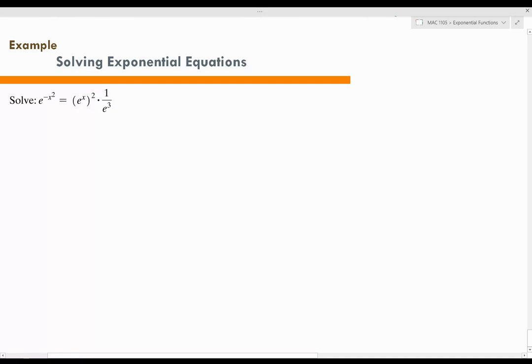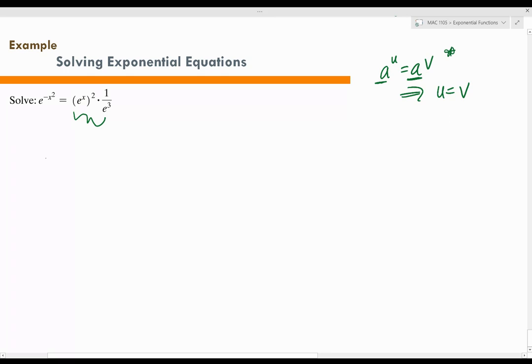All right, it says solve e to the negative x squared equals e to the x raised to the second power times 1 over e to the third. Okay, so in order to use our rule, our rule says if a to the u equals a to the v, then u equals v. Notice that here you only have one expression on each side of the equation, but here we have two expressions on the right-hand side, and we have one on the left. So the first thing we're going to have to do is condense the expression on the right side of our equation before we even attempt to use this rule.